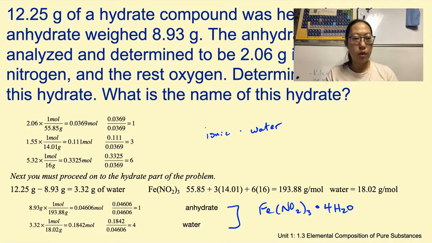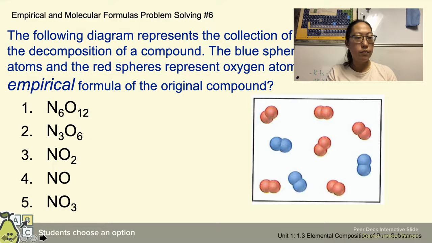waters based on the ratios of the ionic, the anhydrate, and the water. Okay, so there are just 2 components to this problem. It's a little more complicated because they have you figure out the empirical formula as well for the anhydrate, for the ionic part. But it's exactly the same.